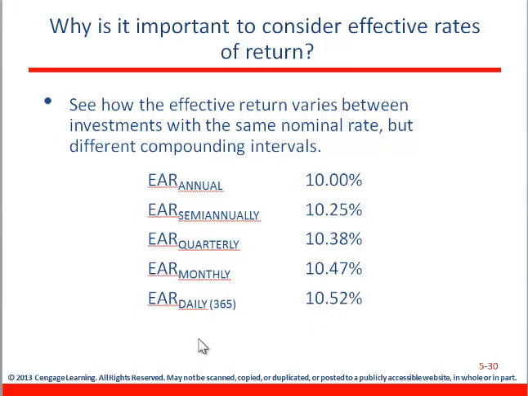Okay? There's one step further. We could have continuous compounding, and you might think that goes to infinity, but actually it's only a little bit more than the daily compounding. Okay? And this ends our presentation on effective versus nominal rates.